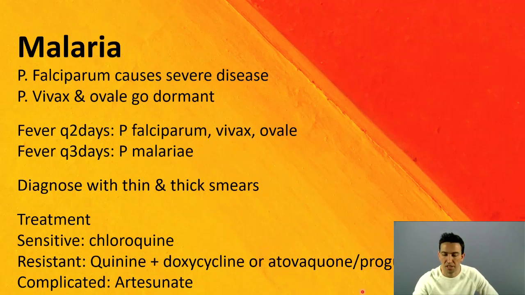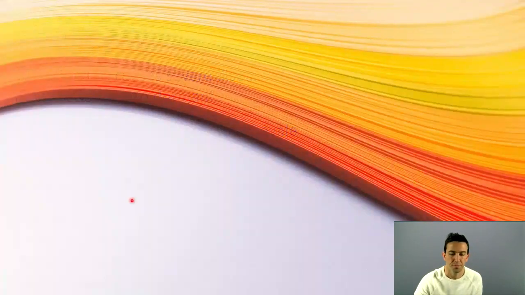And if it's a complicated malaria case, then it'll include artesunate in the treatment choices. I would go with artesunate, is how I would say that. Hopefully that's right. But again, recognizing the cyclical fevers and making the diagnosis with thin and thick smears, I think a lot of the test questions have been framed around that.